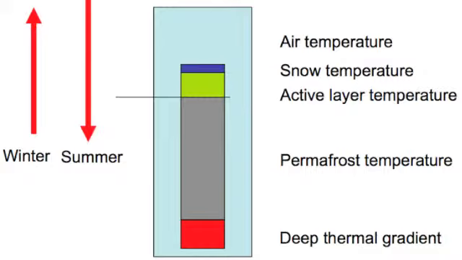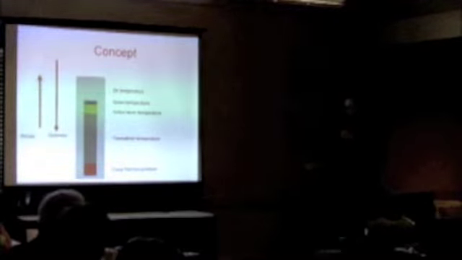This deep thermal gradient, this is actually heat coming out of the core of the planet. It's a very small amount, but it is coming up. The planet is still cooling down. So that determines the bottom of the permafrost. And so this is actively refreezing every year and thawing again, so absorbing a lot of the annual fluctuations in the air temperature.